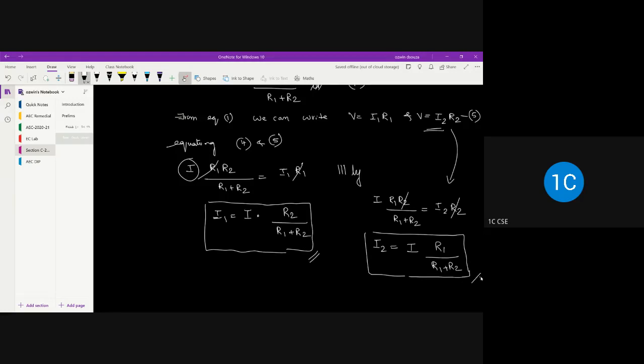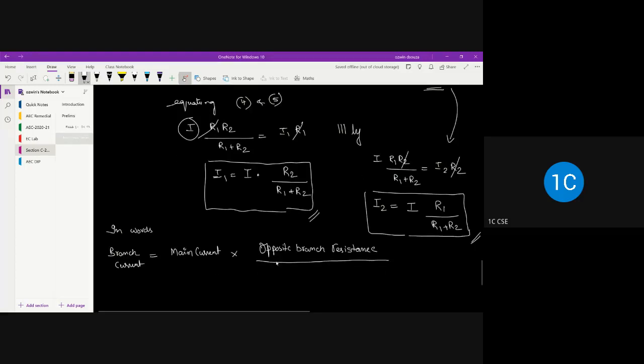So that is a simple rule which talks about the division of current. In words, you can say that branch current is equal to main current into opposite branch resistance divided by total resistance.